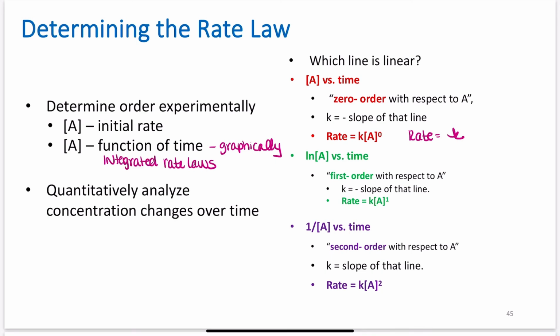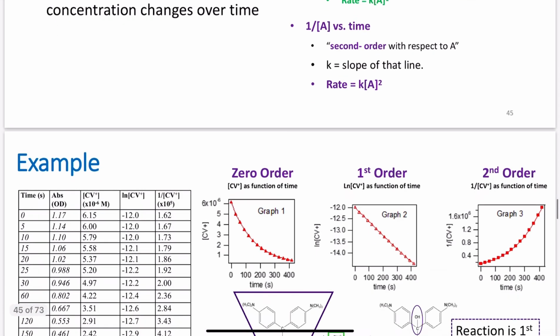If you plot the natural log of A versus time, this is considered first order with respect to A. K is the negative slope of that line, and we write this as rate is equal to K times the concentration of A. If you plot the inverse of A, so 1 divided by A versus time, and it's a straight line, this is considered second order with respect to A, where K, not negative, but K is the slope of that line, and the rate law is written as rate equals K times A squared.